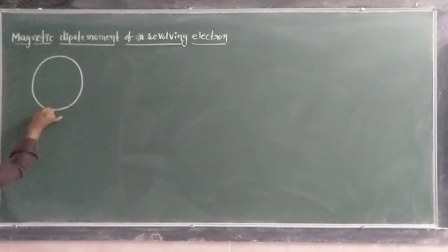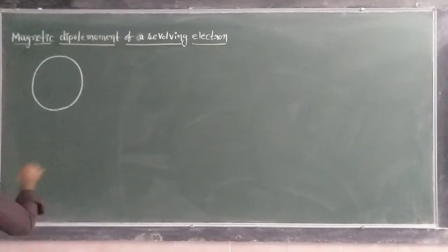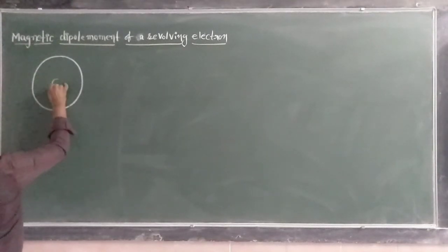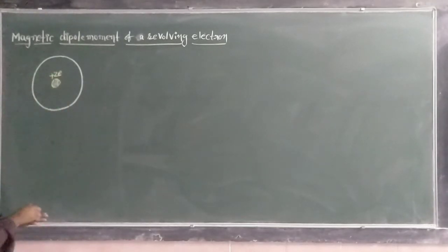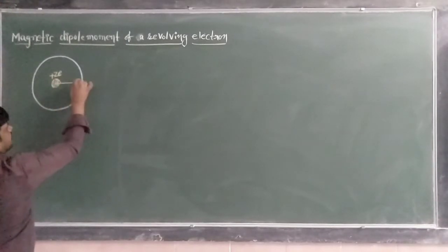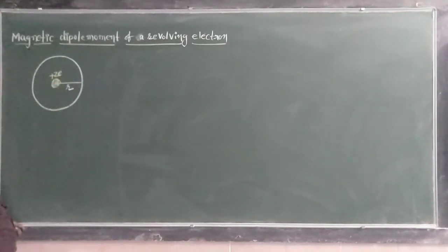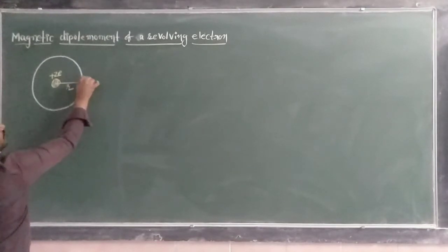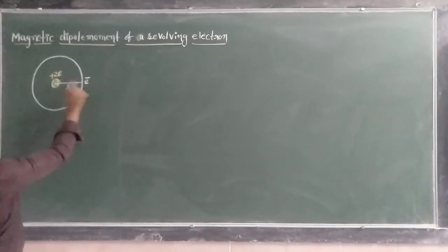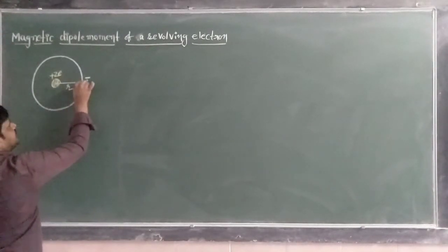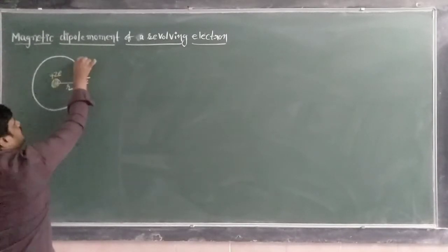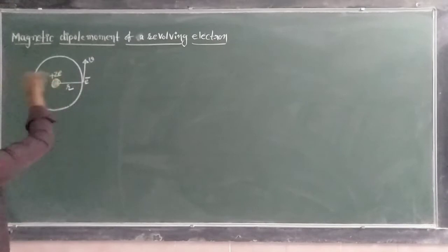This is the orbit of the electron, in which at the center there is a positively charged nucleus. That positively charged nucleus is Ze. From the center of the nucleus, at a distance or radius r, one electron is revolving in a circular path. The charge of the electron is minus e. This electron is moving with a velocity v in this orbit.